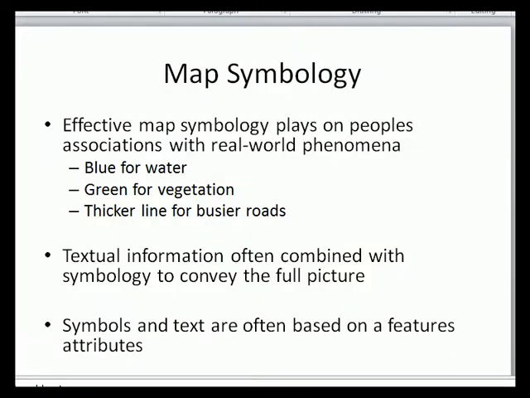So effective map symbology should play on people's associations with real-world phenomena. You should use blue for water, green for vegetation, thicker lines for busier roads, things like that. People will understand looking at the map without having to think about it. It'll naturally make sense to them. We also combine textual information with symbology to help convey a full picture of what we're mapping. Symbols and text are often based on the information in the attribute table that we are mapping.